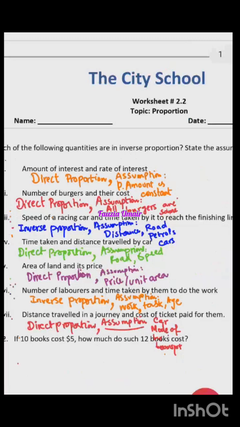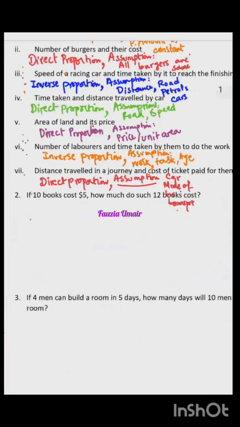So now we are going to solve word problems and we will follow the same 3 steps we learned yesterday. What were those 3 steps? First of all, we will write down the data in the form of a proportion. Second, we will identify whether direct proportion or inverse proportion is there, and we will put the arrows. Third step would be we will form an equation by following the direction of the arrow, and then we will solve the equation. So let's start solving question number 2 of this worksheet.